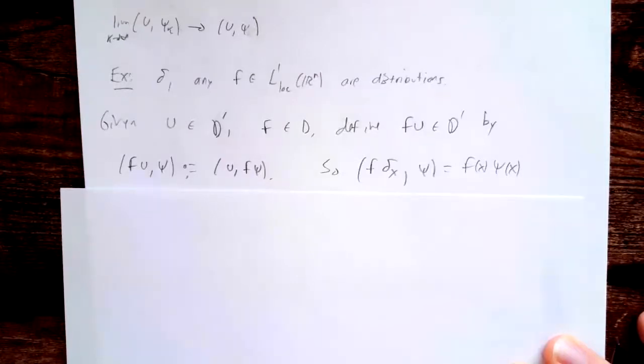Is f Hermitian? f is an element of D. f is a smooth function with compact support. Nothing is Hermitian here because we're not talking about complex numbers. Oh, okay.